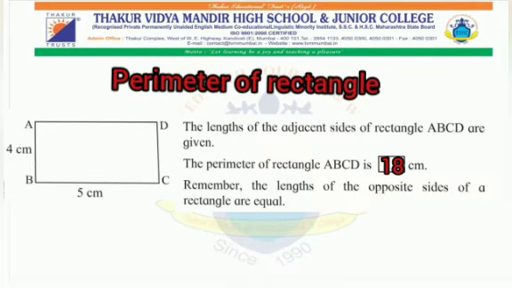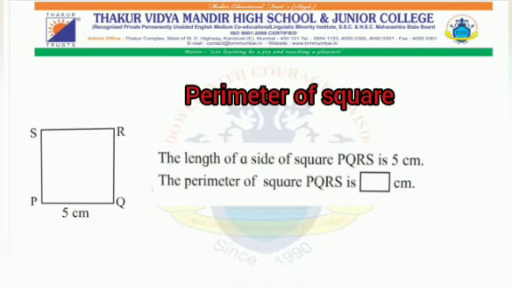Let us go ahead and understand the perimeter of a square. As you can see over here, the length of a side of square PQRS is 5 cm. So all the sides of the square are equal. So the perimeter of square PQRS will be 20 cm, as 5 plus 5 plus 5 plus 5 makes 20. By adding all the sides, we get the perimeter of the square as 20 cm.